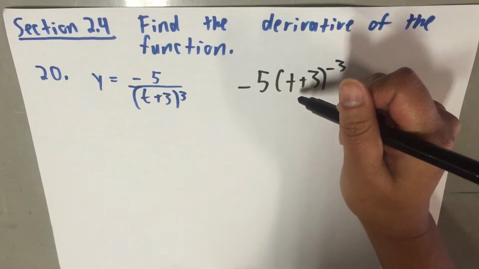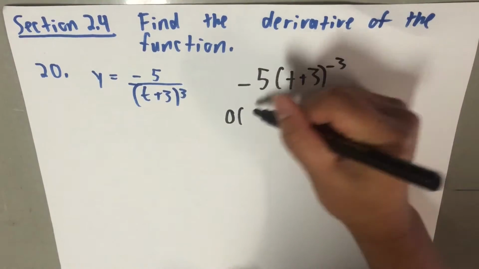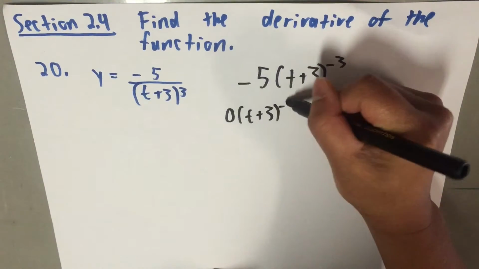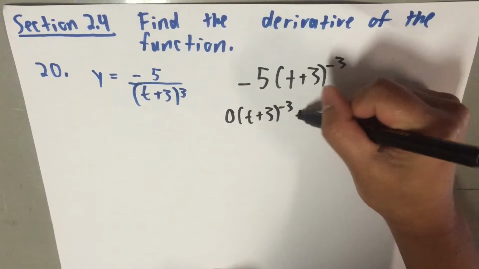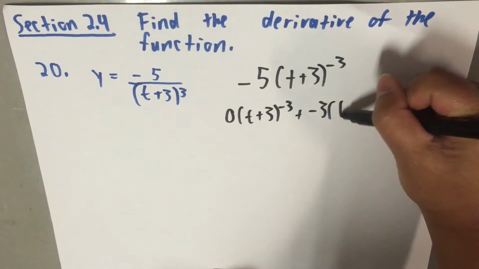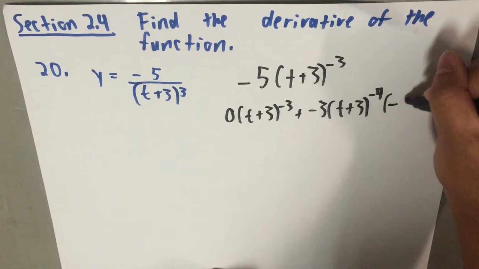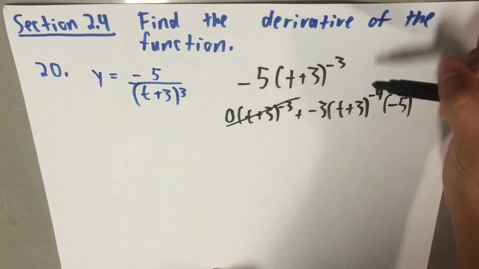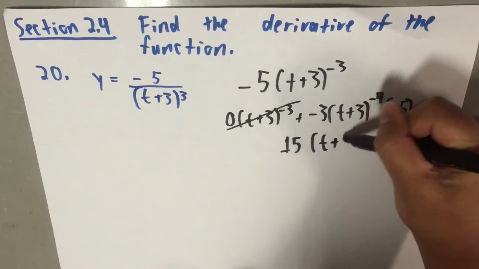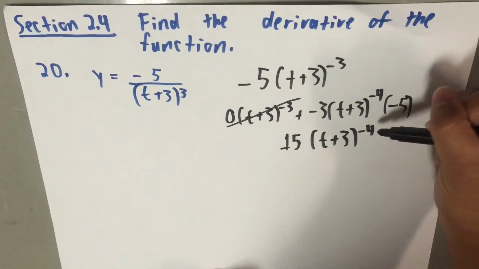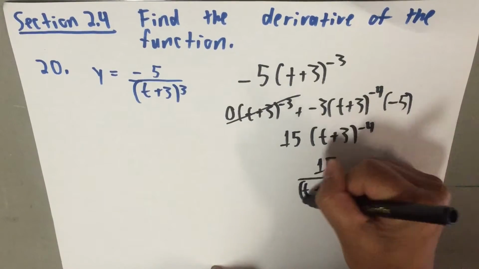And then you just use the product rule. So the derivative of negative 5 is 0 times (t plus 3) to the negative third. And the derivative of (t plus 3) to the negative third is negative 3 times (t plus 3) to the negative fourth, and then times negative 5. So that's 0, and this would be the answer, but you can rewrite it as 15 over (t plus 3) to the fourth power.